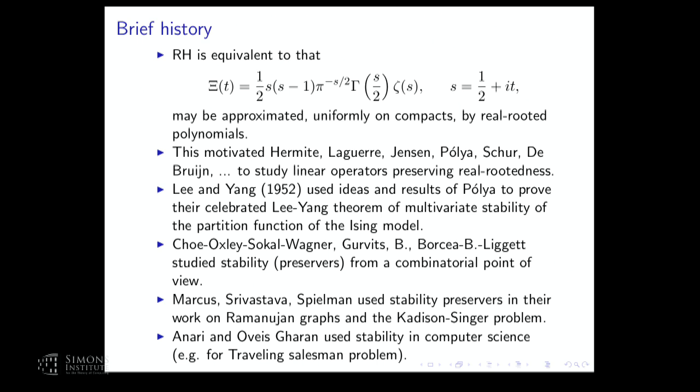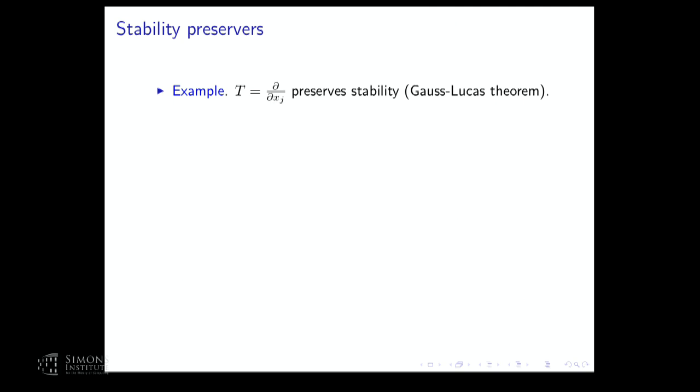So let's start with some simple examples. Of course, differentiating preserves stability, and this is just the Gauss-Lucas theorem, essentially. So to set up, we start by looking at finite dimensional linear spaces of polynomials. Again, K is the real numbers or the complex numbers, and we look at all the polynomials of bounded degree. Here kappa is some vector of non-negative integers, and the polynomials should be of degree at most kappa_j in the jth variable.